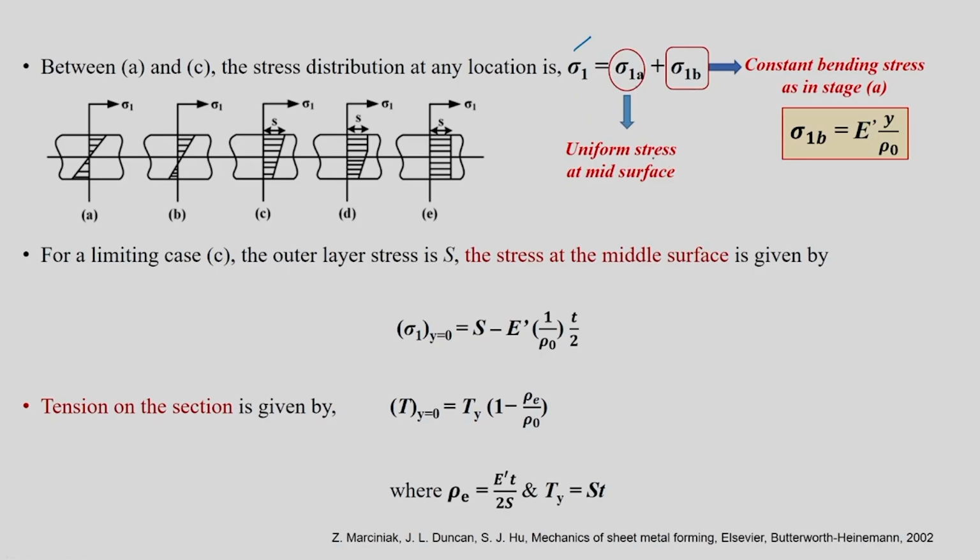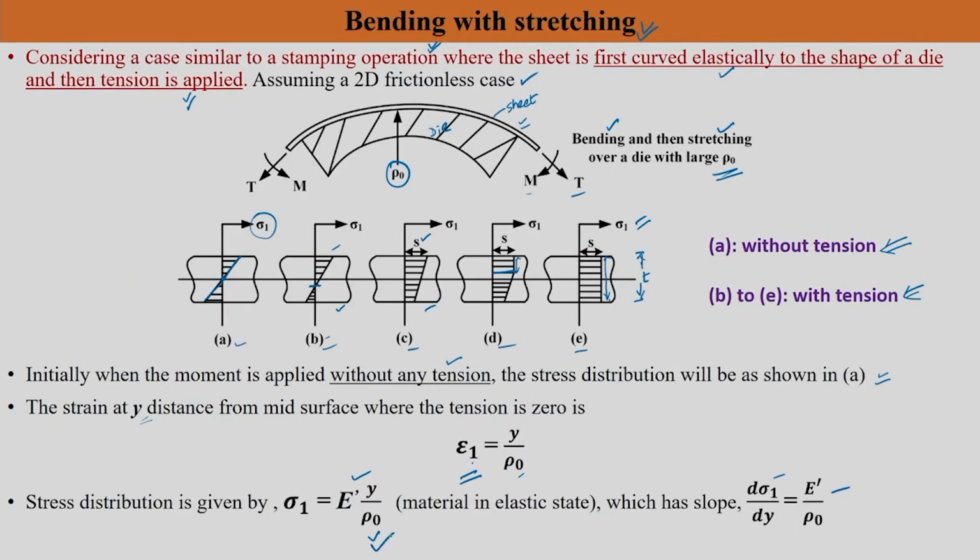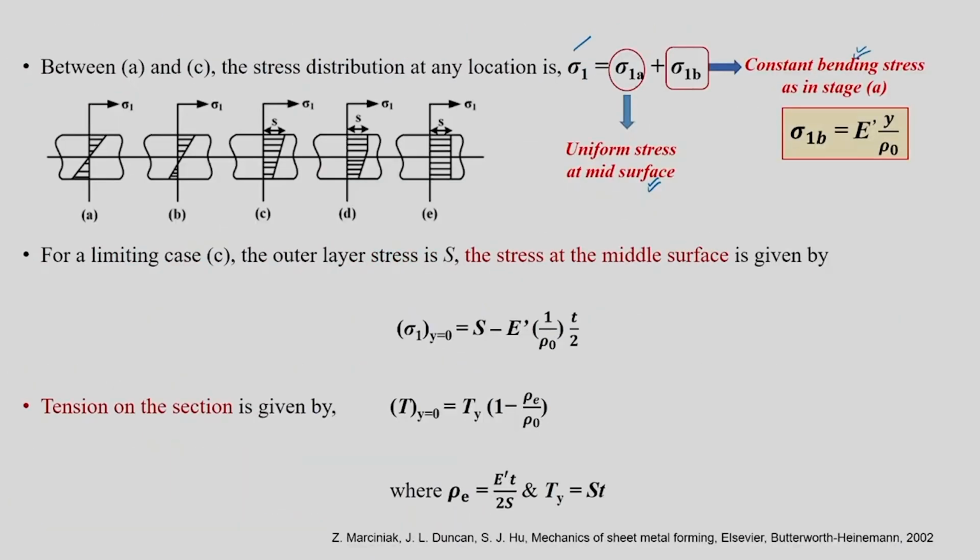Similar to what we discussed previously, sigma 1A is nothing but the uniform stress at the mid surface. Then there will be an addition of sigma 1B, which is meant for the bending stress, as in the case of section A, that is stage A. So sigma 1B is nothing but E dash into y by rho naught. This we already discussed; only thing is I am writing it as sigma 1B here, it is specifically sigma 1B.